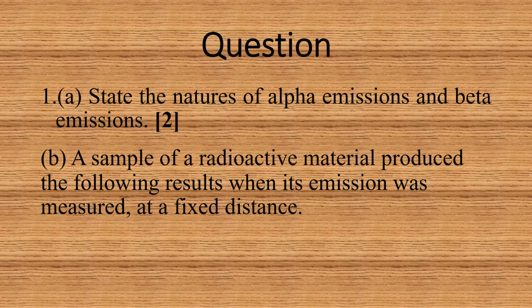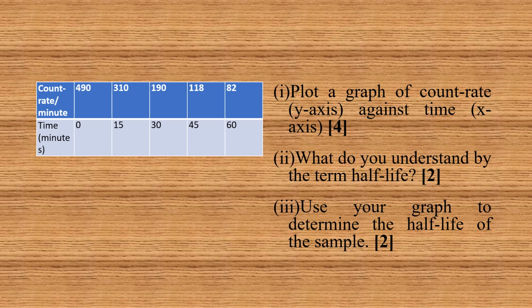distance. Count rate per minute: 490, 310, 190, 118, 82. Time, minutes: 0, 15, 30, 45, 60.